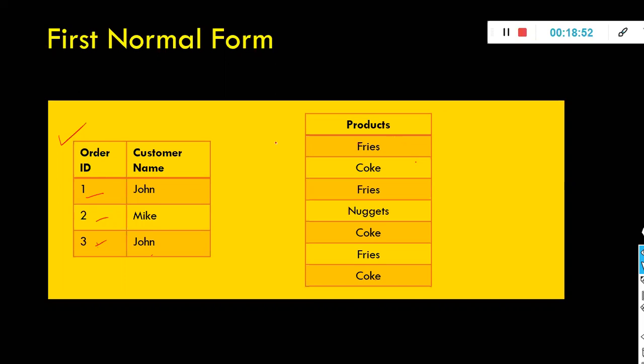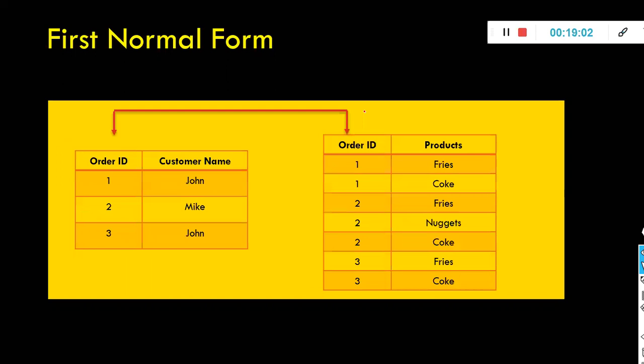Now, how do I relate these? If I put the products separately, how do I know which products were ordered by whom? In that case, we create an order ID column here as one more column. With this order ID, you create the relationship, so only when you create an order ID column here can you relate this one with that one. So order ID 1: two products were ordered, fries and Coke. By whom? John.